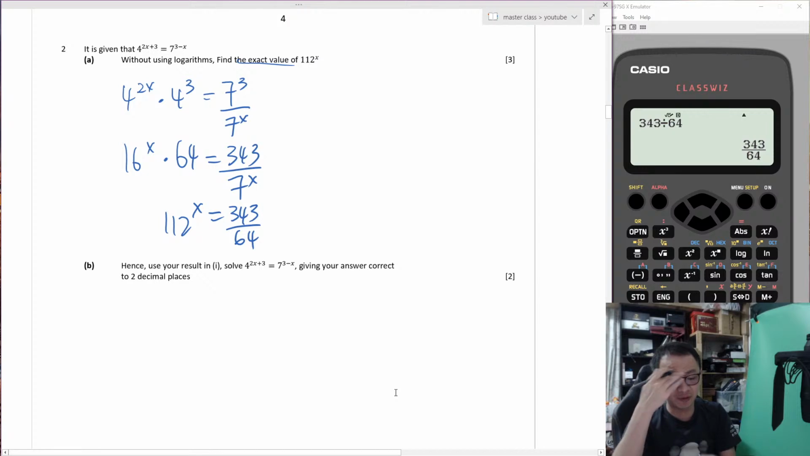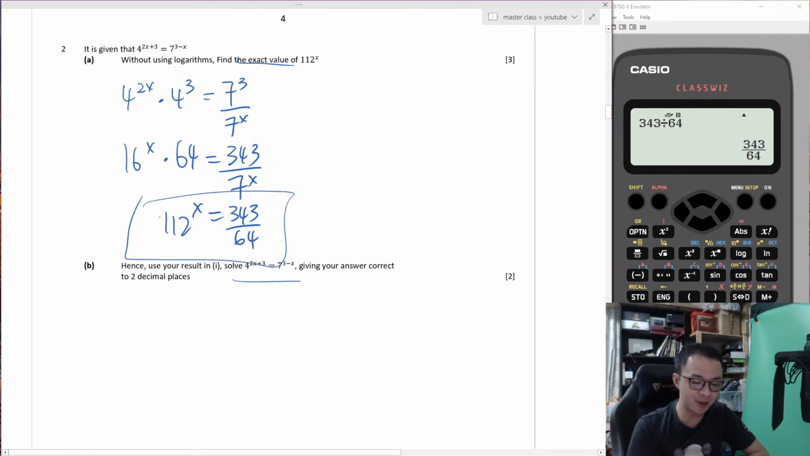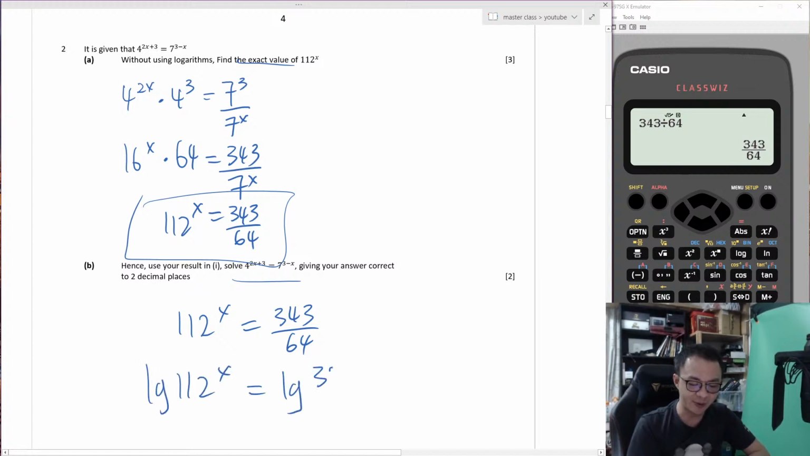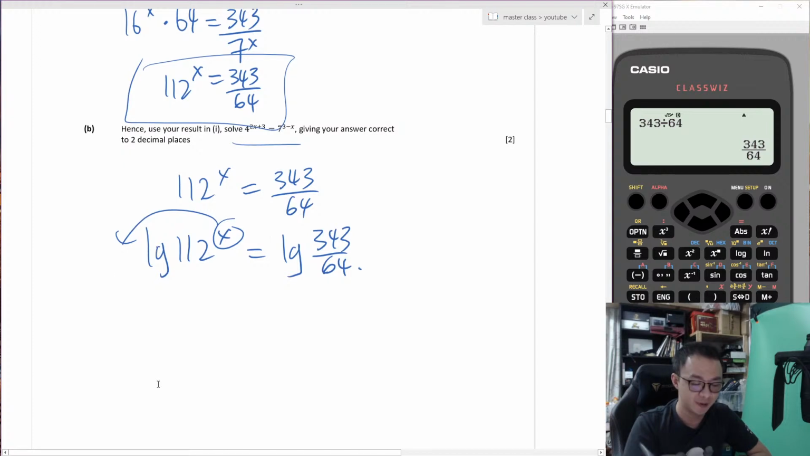Alright, then hence use your result to solve this one. So this one is exactly the same equation. Right now I want to solve this one. The easiest way is to take the log of both sides. So here I will add the log as well. The log rule tells me the power can be brought to the front. So it's x times log 343 over 64 equals log 112, so x is log 112 divided by log 343 over 64.